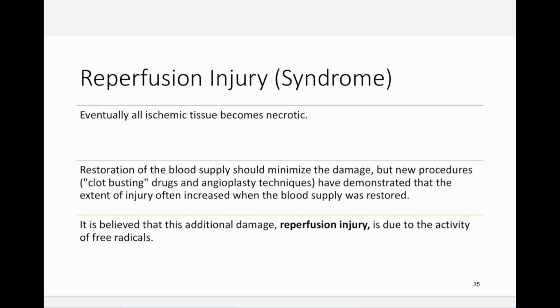So with this, eventually all ischemic tissue will become necrotic. Okay, when it's ischemic, it dies off, it becomes necrotic tissue because there's no blood supply. When you start putting the blood supply back, it should minimize the damage, but again, what I just talked about, the extent of the injury is often increased when blood supply is restored, and they believe it's due to this reperfusion injury. Free radicals, calcium overload, inflammation are the big things.